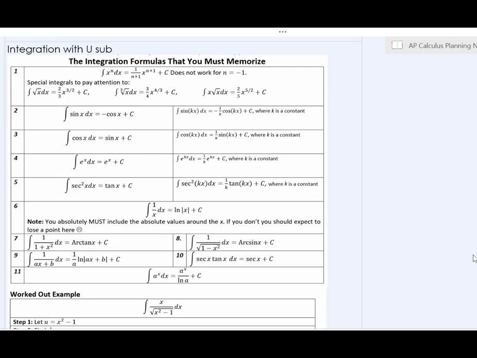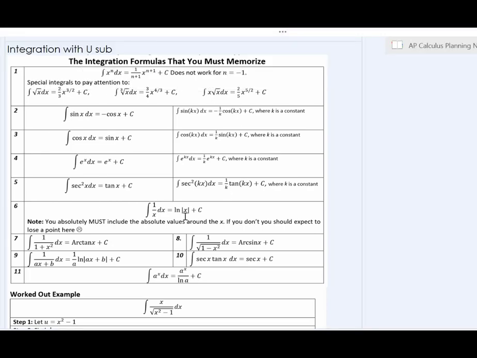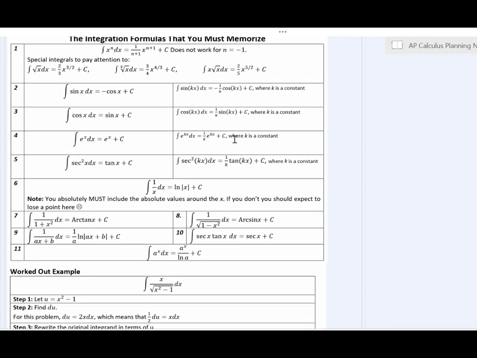We are going to be looking at some integration here. Level 1 is going to be basic integration, and level 2 is going to be using that U substitution. But we're going to all go over that. Everyone's going to go over that U substitution together. So I have a worked out example and also some integrals that you have to memorize.